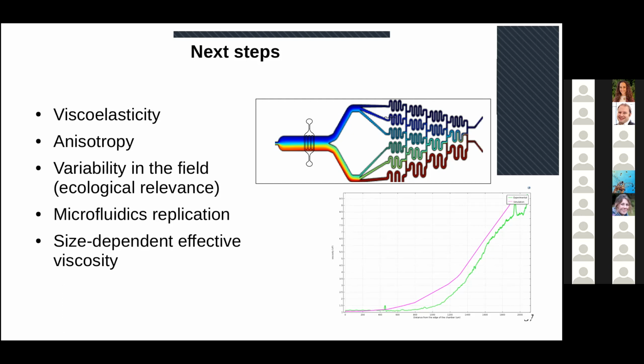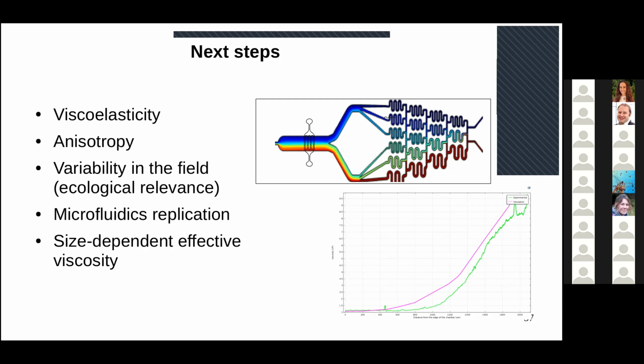We also want to develop some better understanding of how anisotropic this system is. We also want to see what the variability in the field is. So we are taking samples in the field, and we are using the same techniques to assess the variability or the heterogeneity at these scales in real life, no?